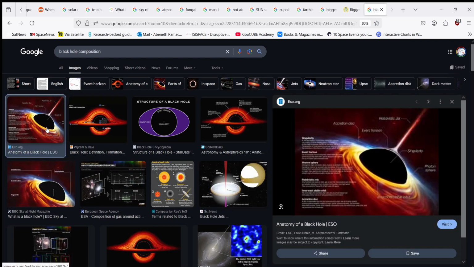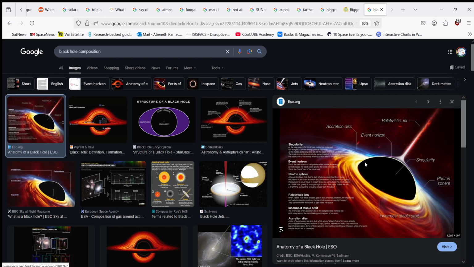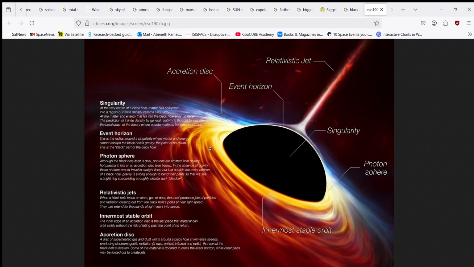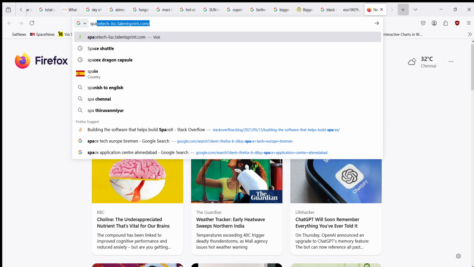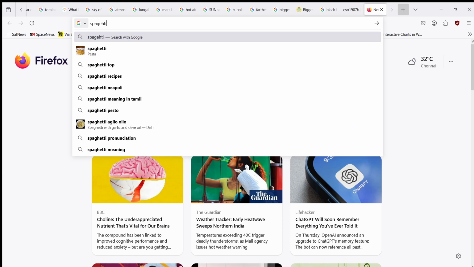Okay. So there are various parts to a black hole. There is something called an accretion disk. There is a stable orbit space. There is the photosphere. There is the event horizon. Then there is the singularity. Okay. So these are the various parts of a black hole. If you go very close to the event horizon, if you jump into it, you become something like spaghetti. Okay, spaghetti. Spaghettification.